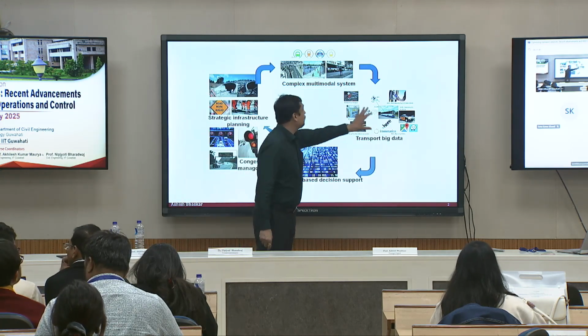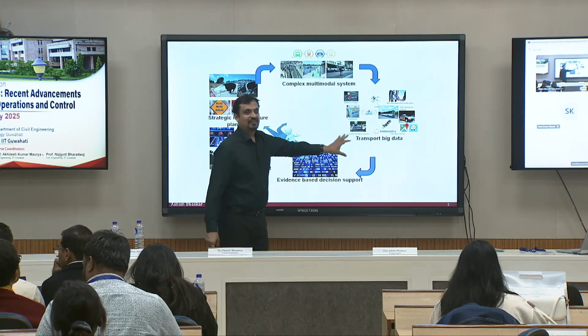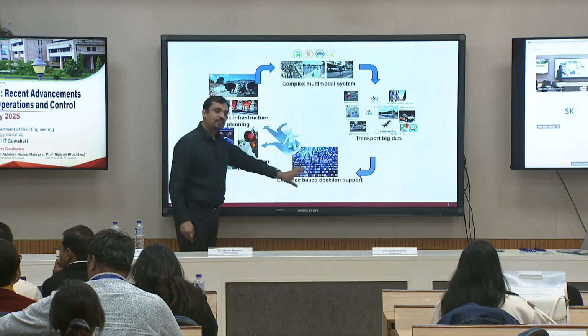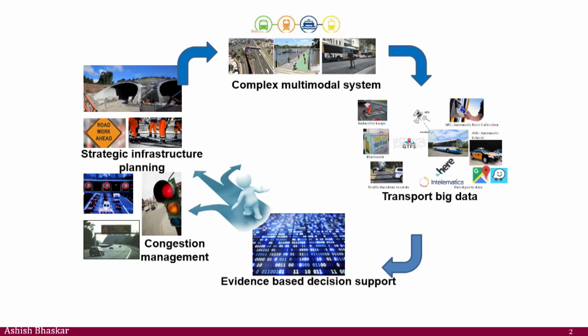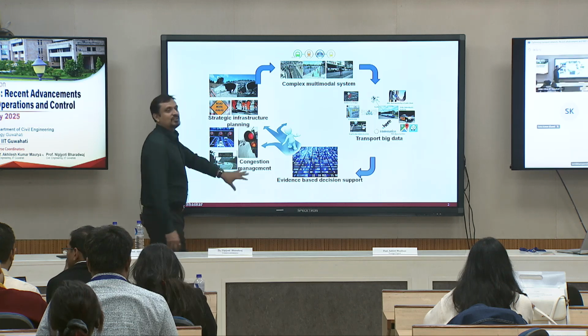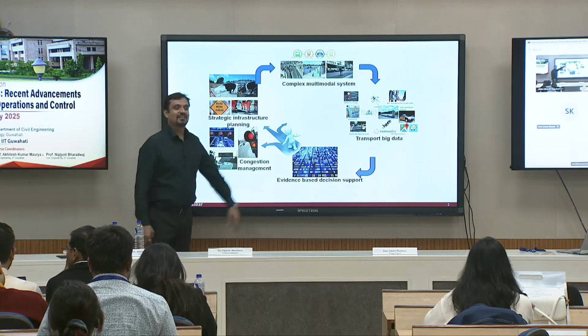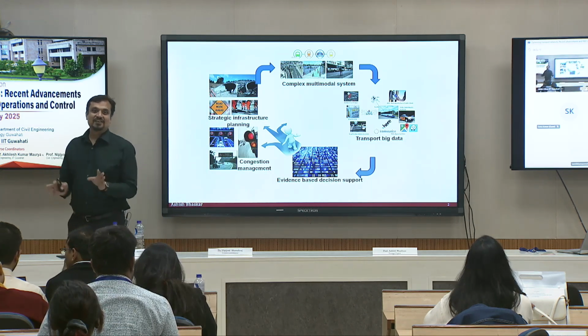Availability of this dataset for the multimodal network gives you opportunities to have evidence-based decision support all the way from congestion management to the strategic planning of the network. Earlier, I showed you a transport system cycle only for one mode. Now I'm showing it for the whole multimodal network. The concept is still the same. This is your brain, that's your dataset. These are the different actuators. And that's your network. Are you okay with this?